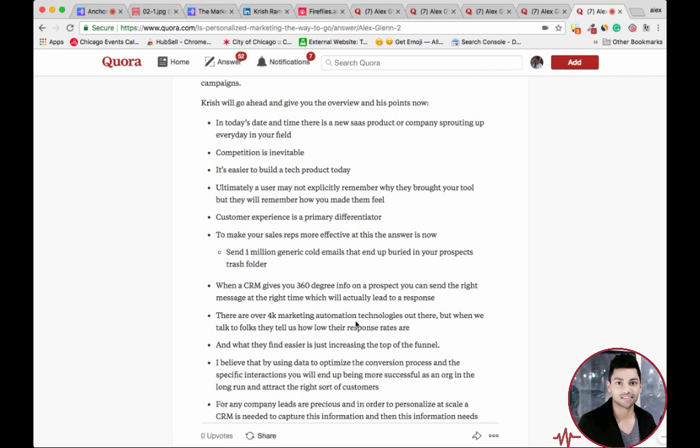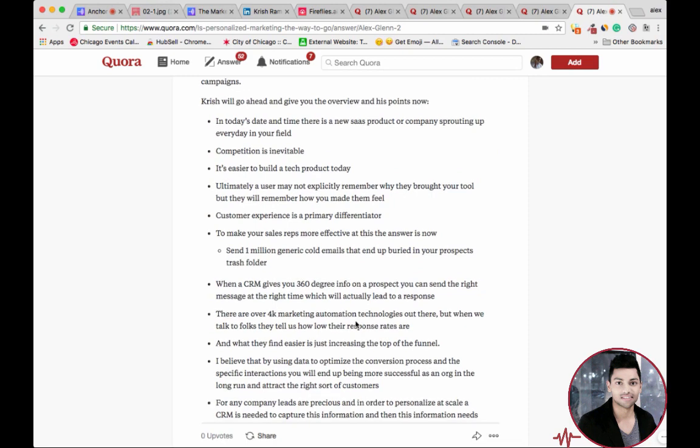Ultimately, a user may not explicitly remember why they brought your tool to their organization, but they'll remember how you made them feel during the time when you were helping out with support questions, the time you were actually able to give them a tidy demo. So this stuff is definitely important. I think that it's harder to hold on to your customers and build a brand than it is to build tech today. We have areas like AI where it is substantially more difficult, but even that, it's the customer experience that's the core differentiator.